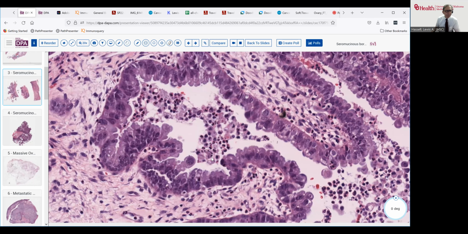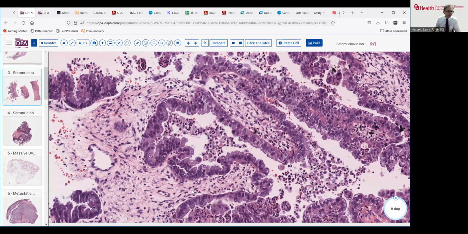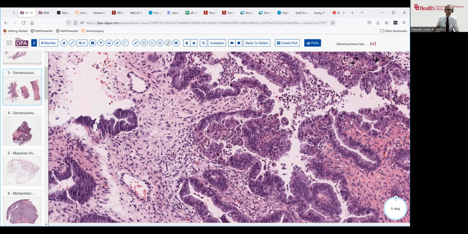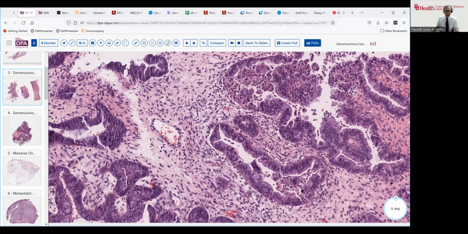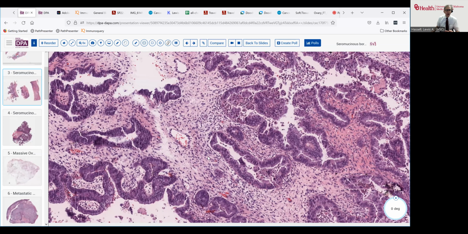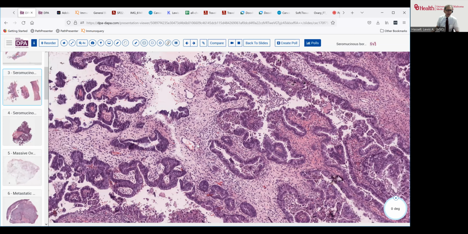So as we looked around this tumor, and you want to sample these quite generously because sometimes these foci of intraepithelial carcinoma are localized, they're not present in every section. We sample them generally one or more sections per centimeter of the size of the lesion. This was, I think, a 20 centimeter lesion. So we had 20 sections.